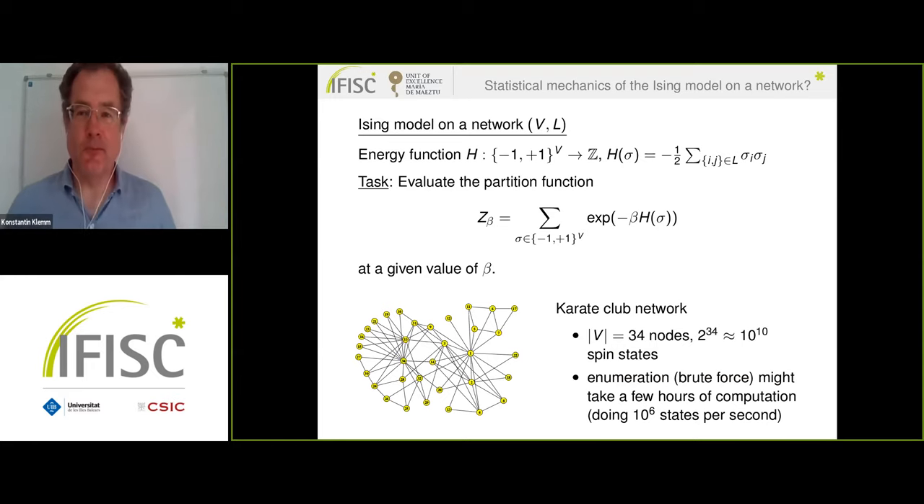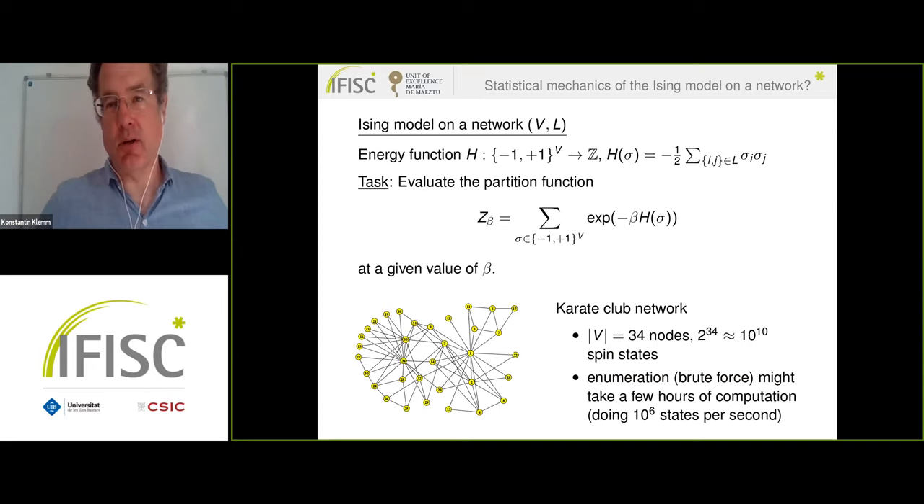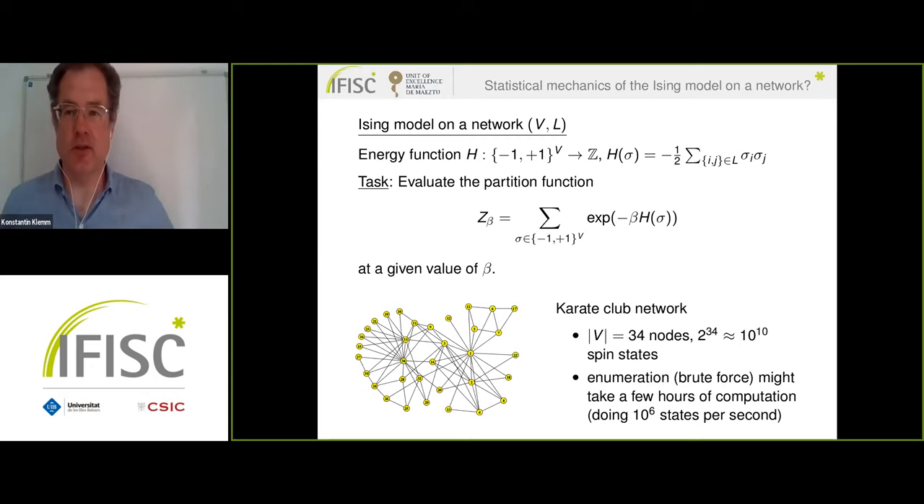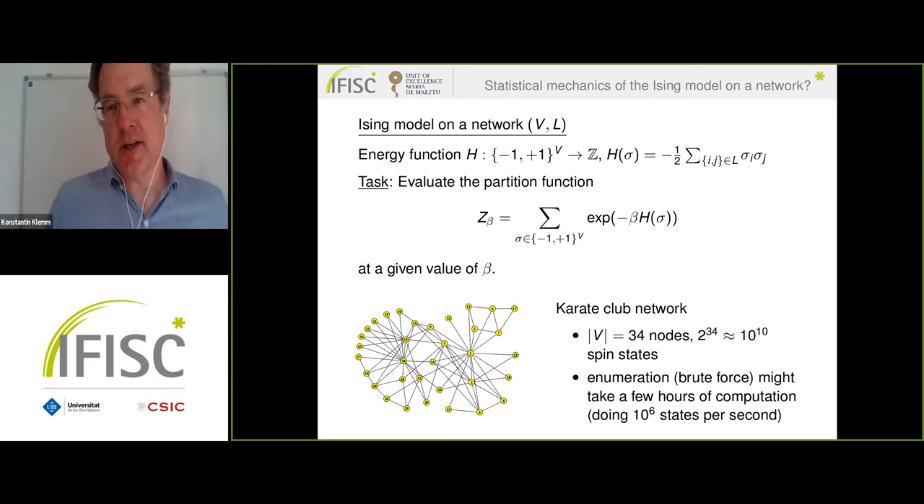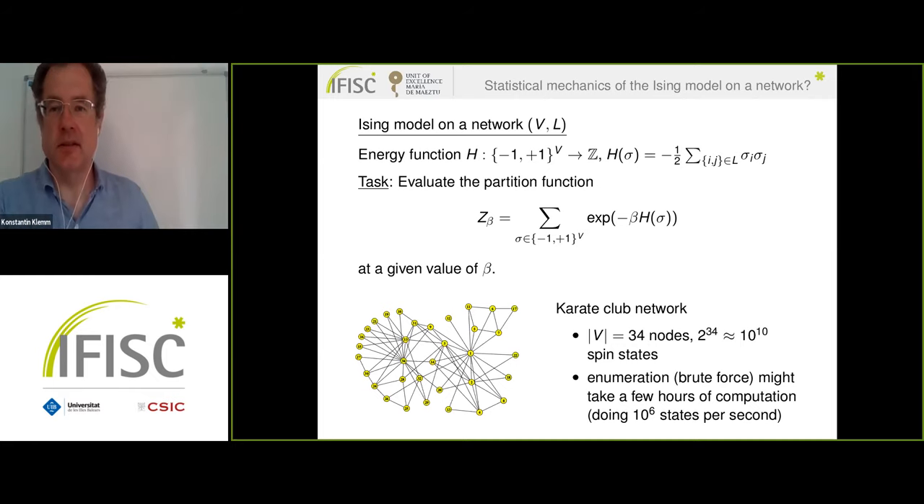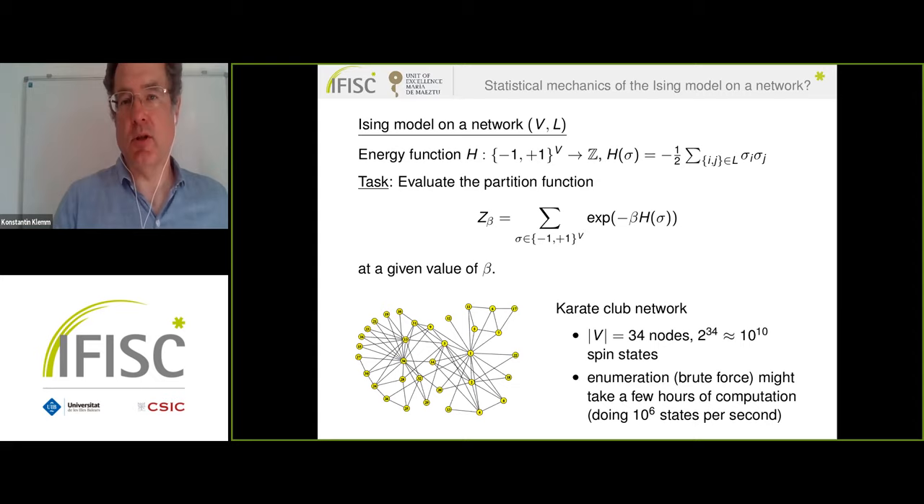So what I would like to do is the statistical mechanics of the Ising model on a network. So up front, this maybe even looks like a homework in one of the master's courses on networks or on computational methods. So everything is pretty standard here. So you have the Ising model, Hamiltonian without field.